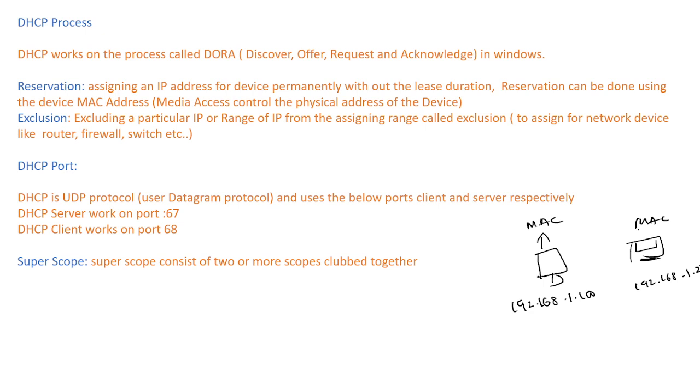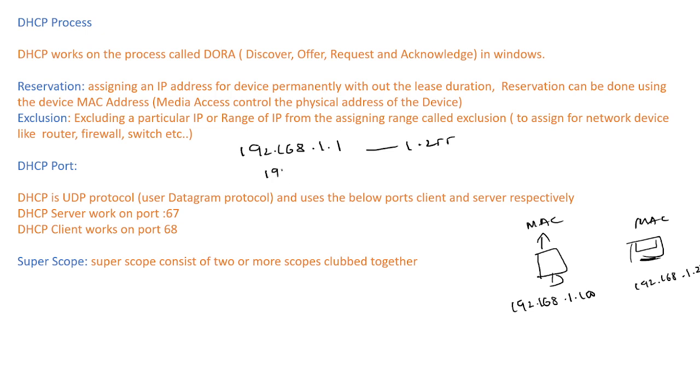Okay. Exclusion means you are removing a certain number of IP addresses from the distribution. See, when you have given the distribution range like 192.168.1.1 to 1.255, 255 IP addresses are there. What if you want some IP addresses for the servers and for the printers, to give manually or statically? What you have to do is exclude them.